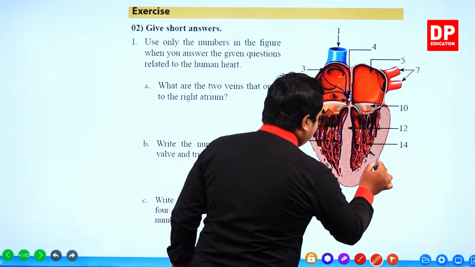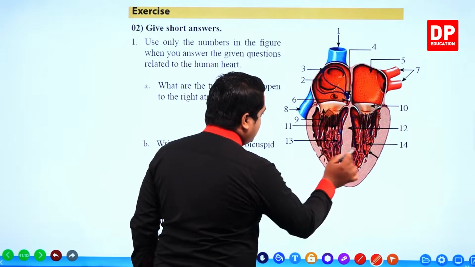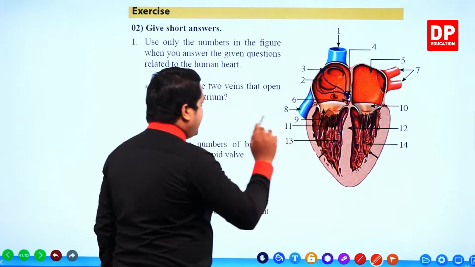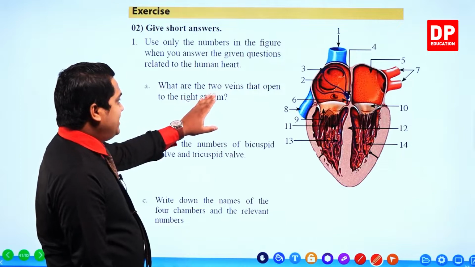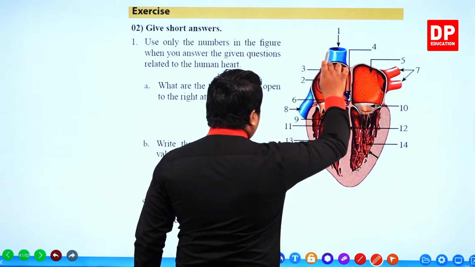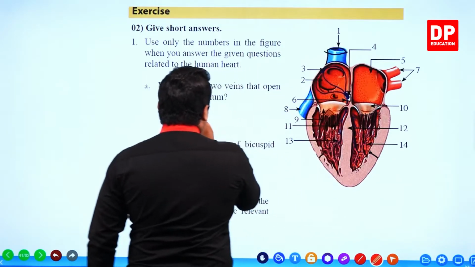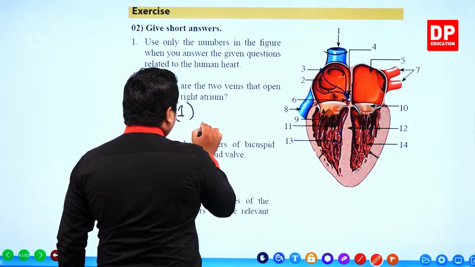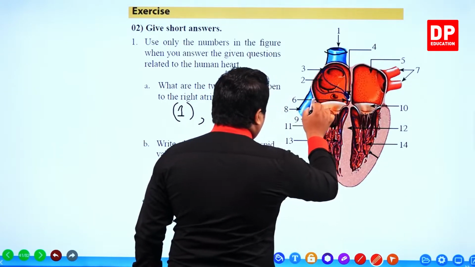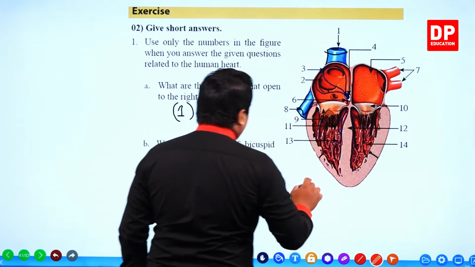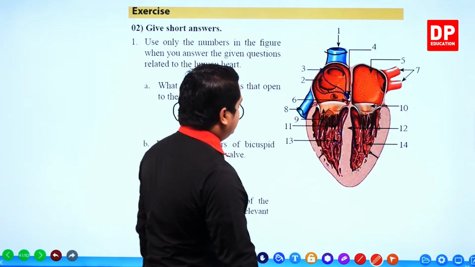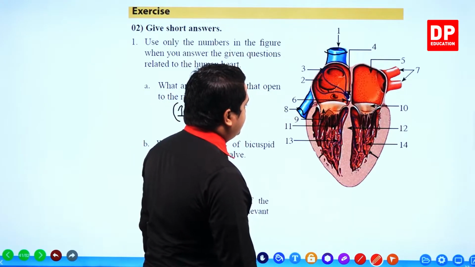So the thickest side is this, as you can see here when you compare the walls. This is the thick side. So this should be the left and this should be the right. So the question is asking, what are the two veins that open to the right atrium? This is the right atrium. So this one, number 1, and the other one is this one, which is coming around here, number 8. Number 1 and number 8.